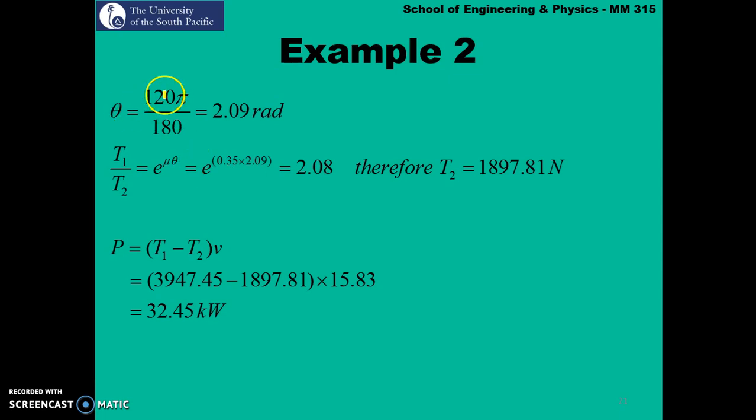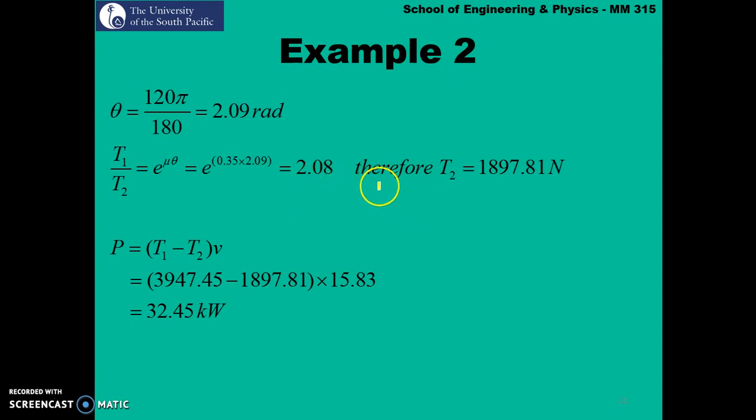Now the wrap angle was given as 120 degrees, so 120 over 180 times pi. We get our theta, the wrap angle in radians, as 2.09. The tension ratio T1 over T2 is equal to e to the power mu theta. The coefficient of friction was given as 0.35, and the wrap angle converted to radians is 2.09. So we get our tension ratio T1 over T2 as 2.08.